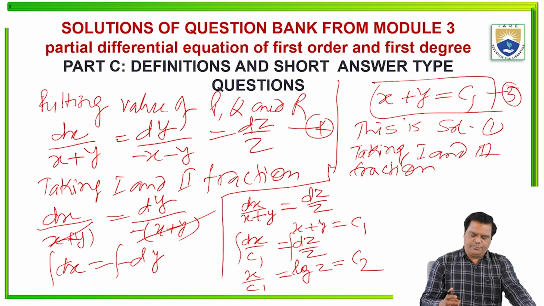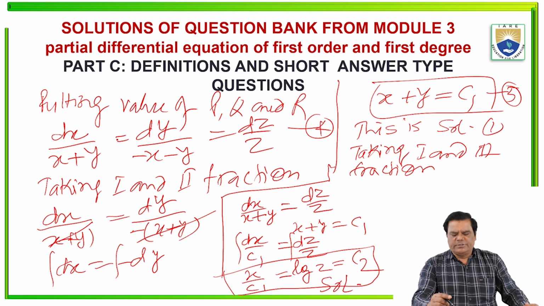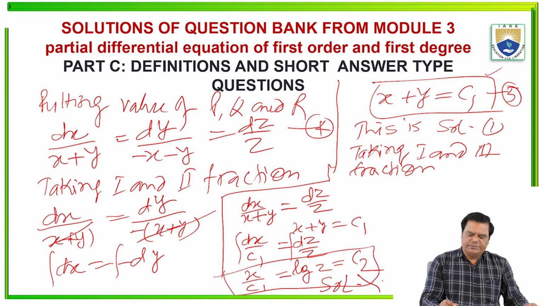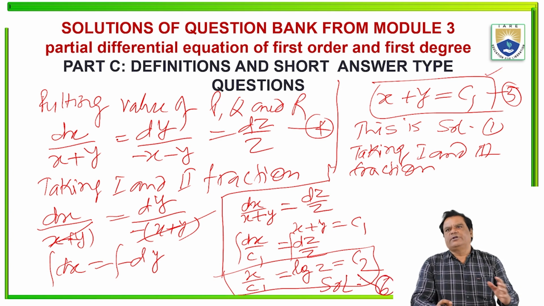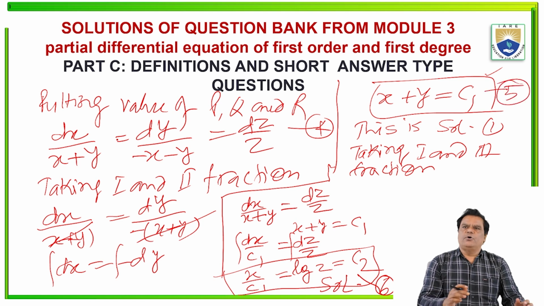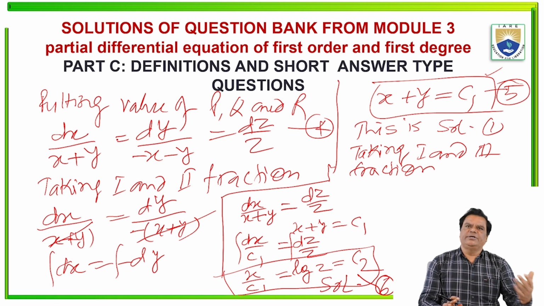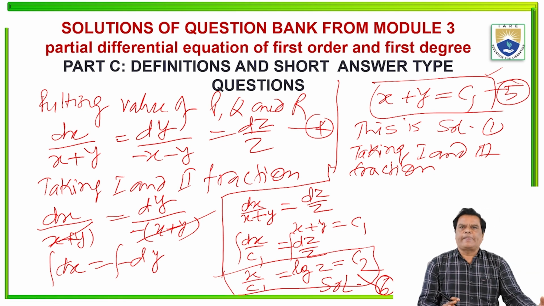The final answer is this, the second solution. So the combination of solution 1, equation 5, and this equation 6. The combination of solutions 5 and 6 is the complete solution of the given Lagrange differential equation.